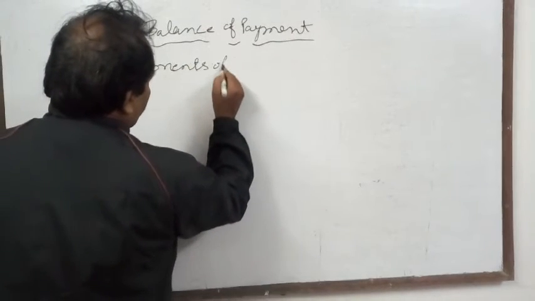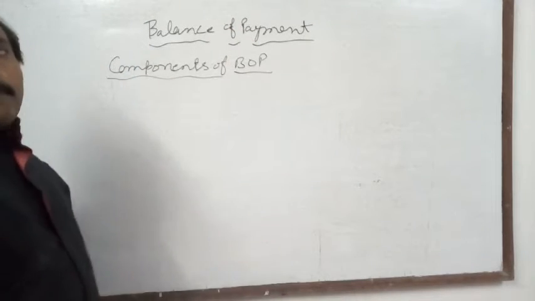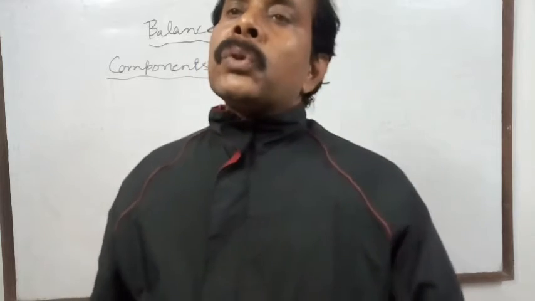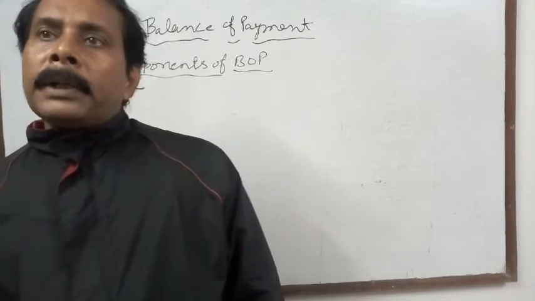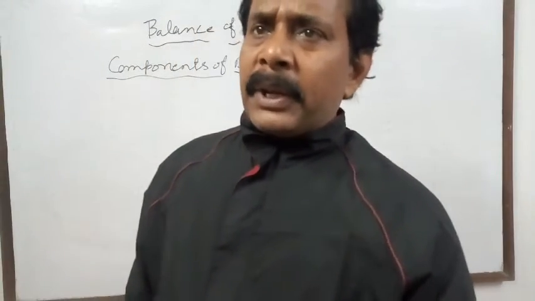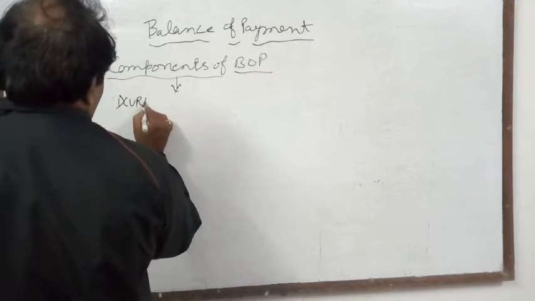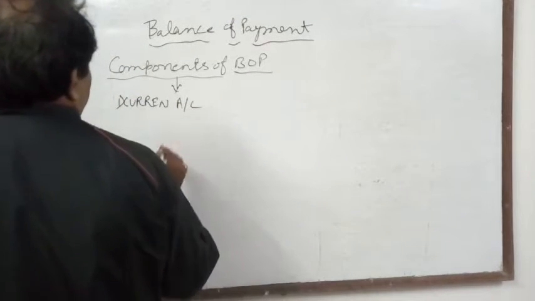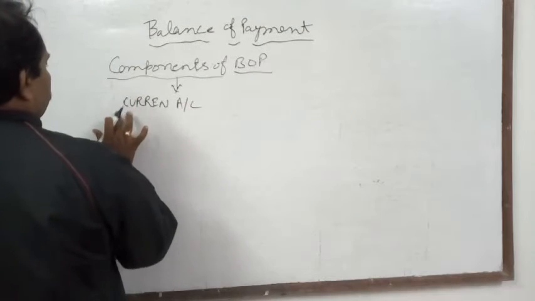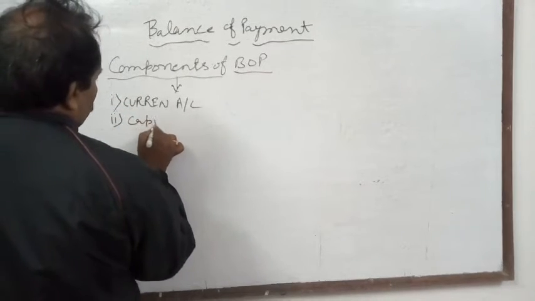Components of BOP, balance of payment. So what are the components of balance of payments? There are mainly two components of balance of payment: one is known as the current account, and the other is known as the capital account.